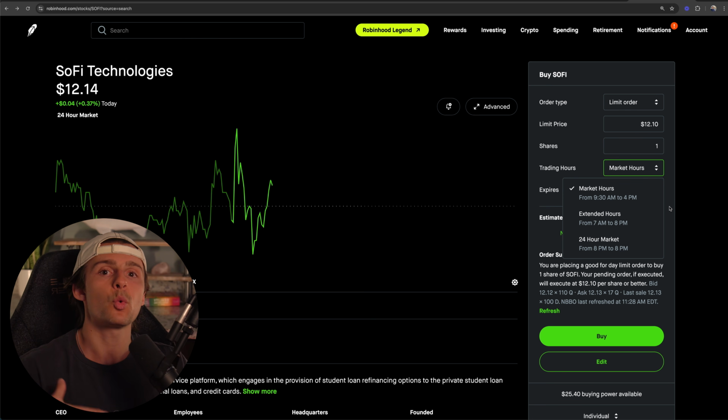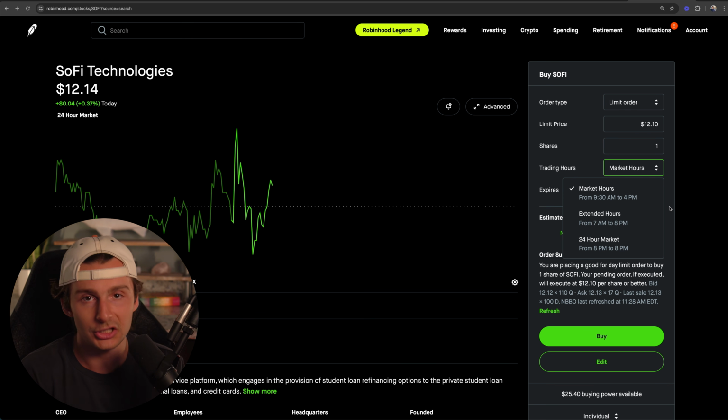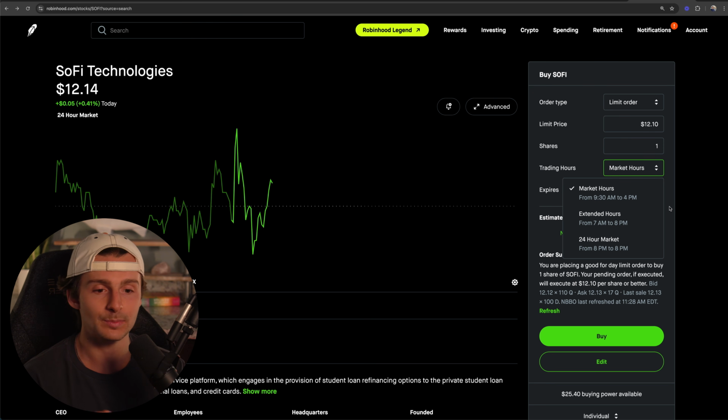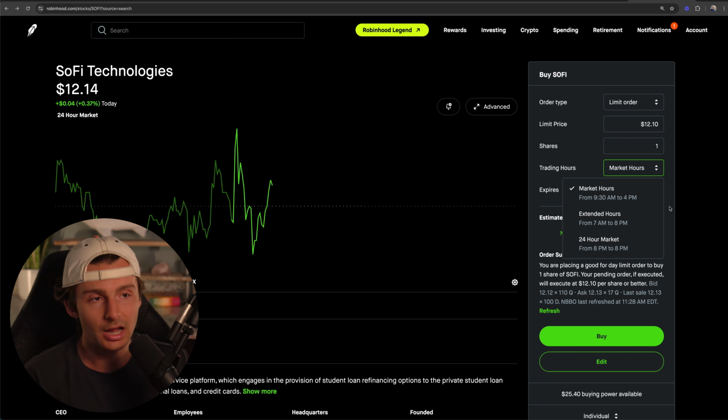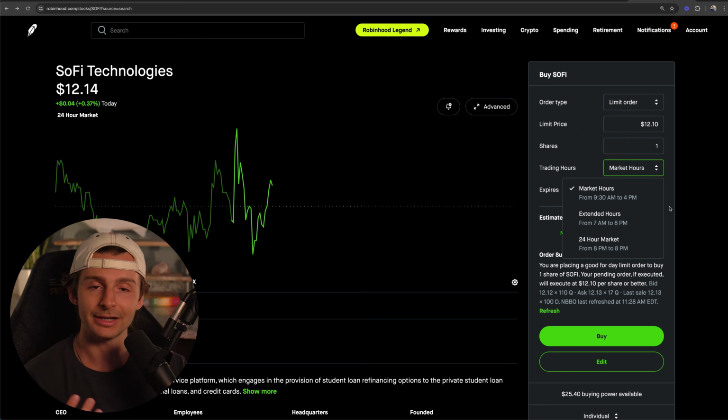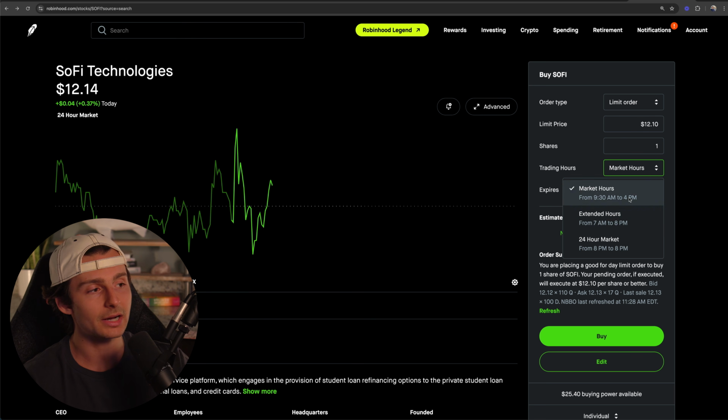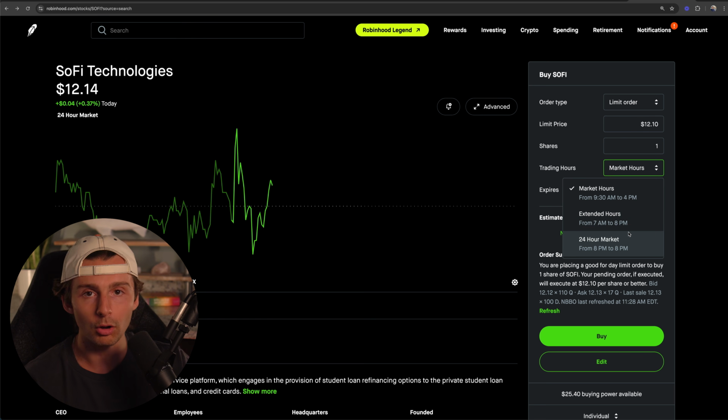Now they have the new 24-hour market, which goes essentially 24 hours a day, which is kind of crazy, except the weekends. I think it cuts off at 8 p.m. Friday night, and then it opens back up at 8 p.m. Sunday night. So you can technically trade certain stocks like SoFi. Usually it's the larger, bigger name stocks that have a lot of trading volume. And it will tell you what stocks are on the 24-hour market. Not all, but some are.